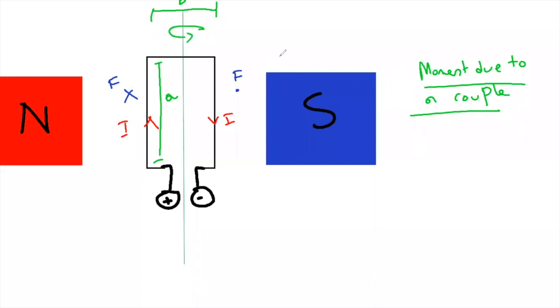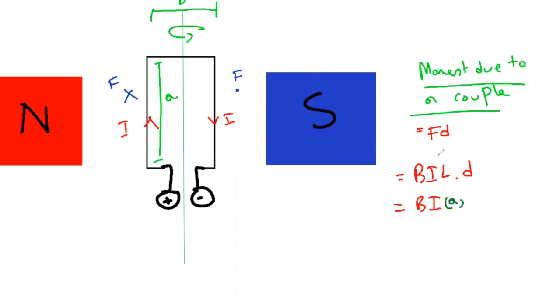Anyway, so the formula for this is F into D. And what is F? It is BIL. I hope you did not forget it. What is D? D is A and B. So L and D is A and B. So in BIL, we're going to have A here. So length is A, right?